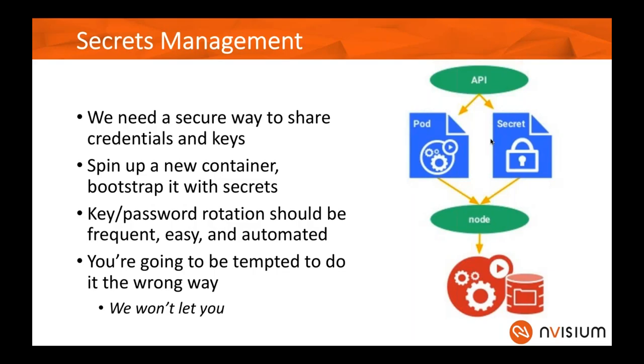We need a secure way to share our credentials and keys. The best way to do it is not to hard code that into our containers. The best way is to leverage the secrets management APIs. We want to make it easy to do things like rotate and, more importantly, not hard code things and put them in our source code repositories on developer desktops. The things we've been doing traditionally, we have the opportunity to do right now, and we should take advantage of these.